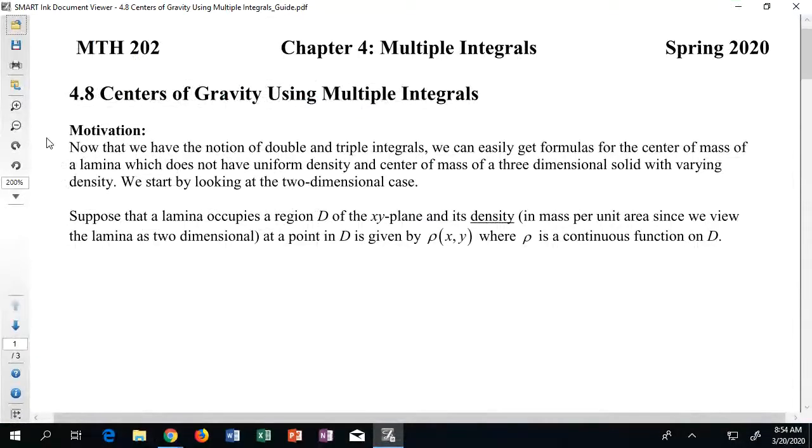All right, in this video, we're going to start to talk about centers of gravity using multiple integrals, section 4.8. So the idea is now that we have what a double integral and triple integral is, and we understand kind of how they work loosely, we're going to be trying to figure out how we can find the center of mass of different sorts of objects, both two-dimensional and three-dimensional. Okay? We're going to start by defining some terminology here.